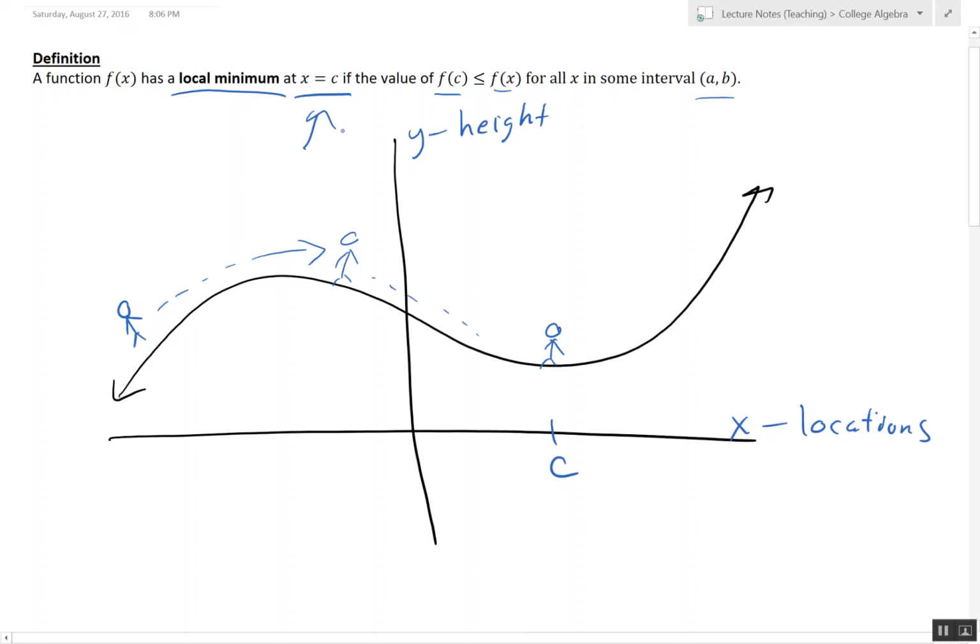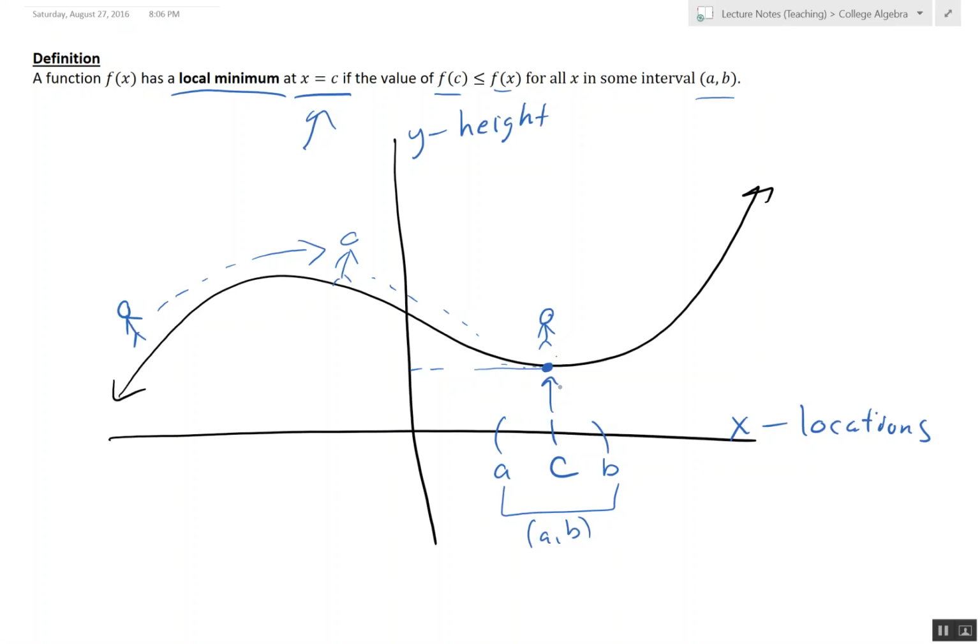That is the location. And then what the rest of this means is that if we look at the height here, so let's get this person off the ground, the person is right here. Now if we look at this height here, and then compare it to some nearby heights, so this is your interval AB, we notice that this is the lowest point in that region. And that's basically what a local minimum is. If you look at a graph, it is the lowest point in a given region.